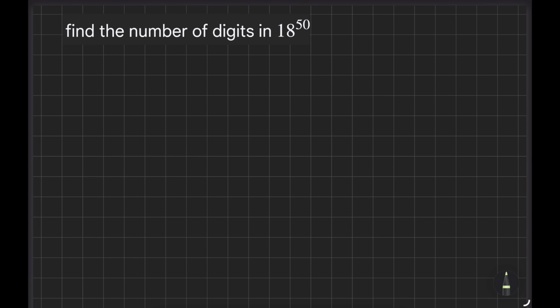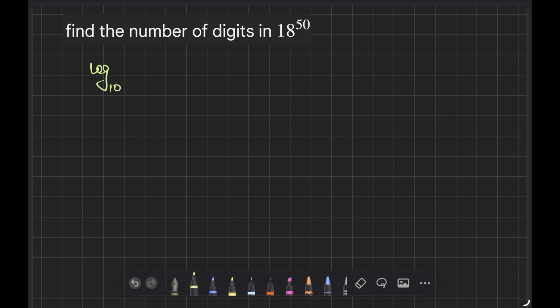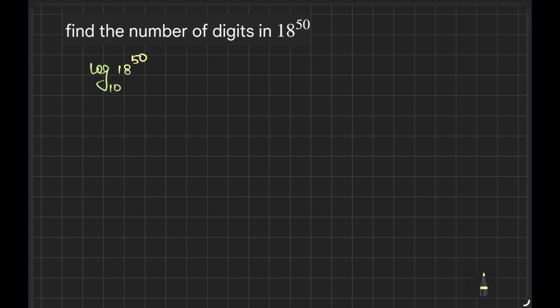So, we are back with a wholesome new question which is asking us to find out the number of digits in 18 power 50. We know that to solve this problem, we will think about log base 10 and we will write down this number in the place of the argument, 18 power 50. Now, what we have to do is simplify things.